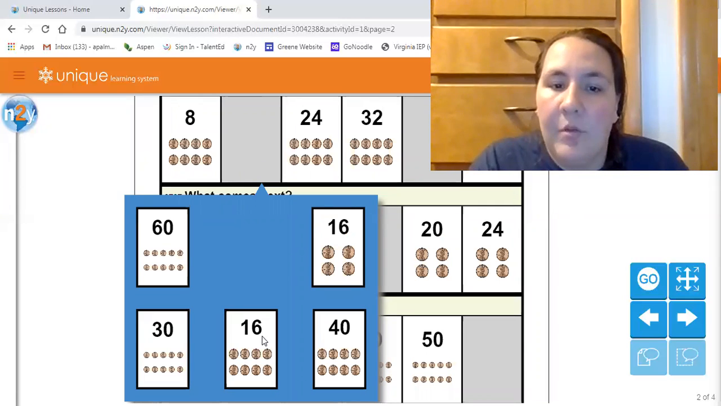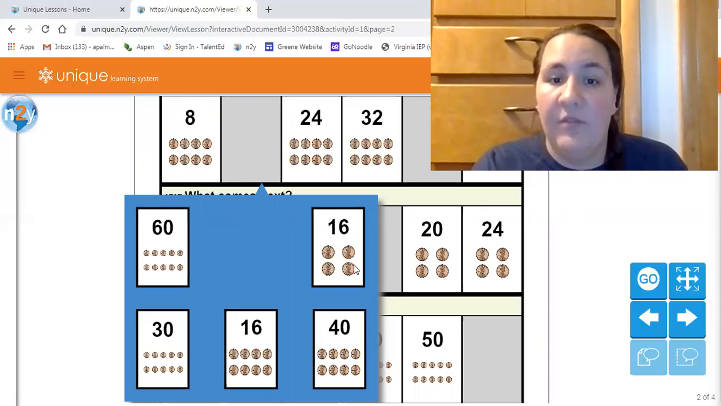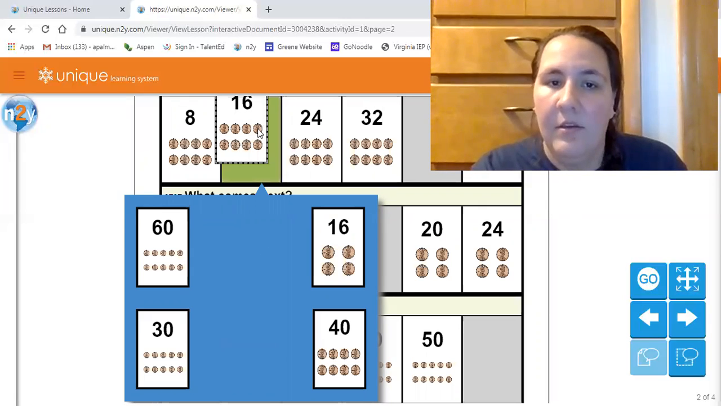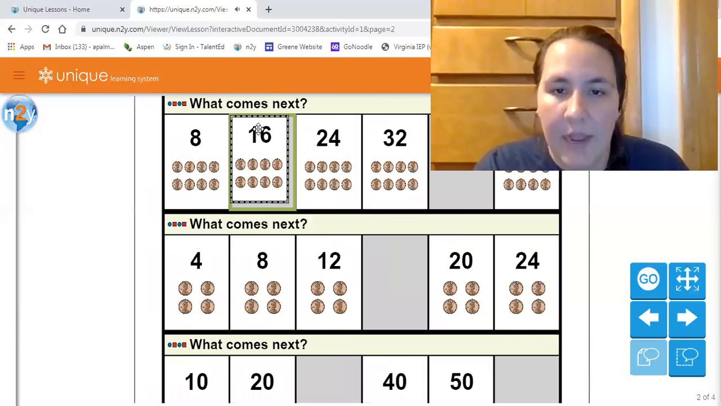Beautiful job. Yep, so this 16 and this 16, but I need the one that has 8 pennies, so I'm going to count the pennies. 1, 2, 3, 4. All right, that one's not enough, so let me check the other one. Let's count the pennies together. Ready? 1, 2, 3, 4, 5, 6, 7, and 8. Beautiful counting, guys. You got it. And we hear our ding, so we know we got it right.